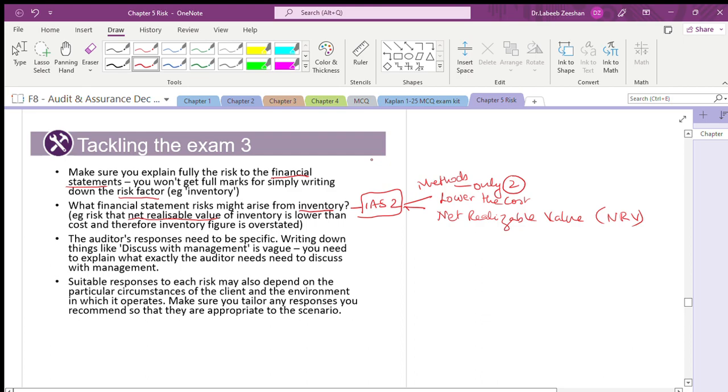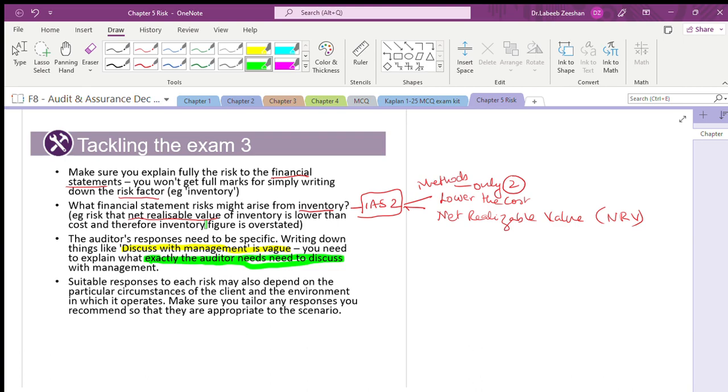The audit response should be very specific. Is it right? Write down the things like, see what they are mentioning, they are mentioning very clearly. Whenever you make a point, you should say that "discuss with the management" is vague. You should not say a general "discuss with the management". They are asking you very clearly what exactly the auditor needs to discuss. You should not write only "discuss with the management". What you need to discuss, very specifically, you have to write the point.